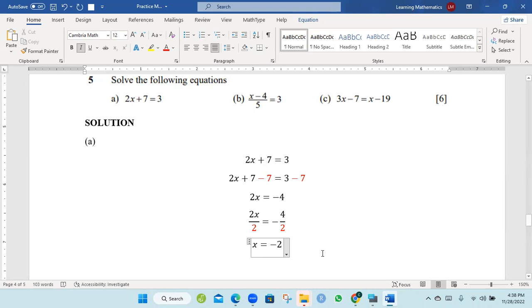So we do the opposite to cancel out. Start with the number furthest away from the letter and close in on the letter. And then you will most likely end up dividing as your final operation. Let's do B.